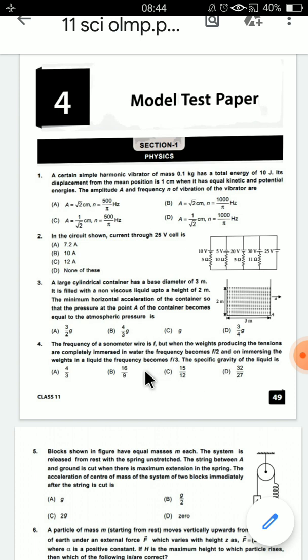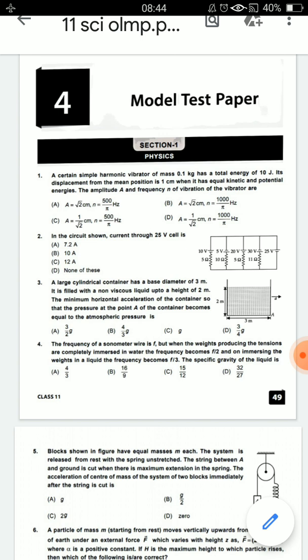But when the weight is completely immersed in water, the frequency becomes F by 2, and on immersing the weight in a liquid, the frequency becomes F by 3. The specific gravity of the liquid will be: option A, 4 by 3; option B, 16 by 9; option C, 15 by 12; or option D, 32 by 27.